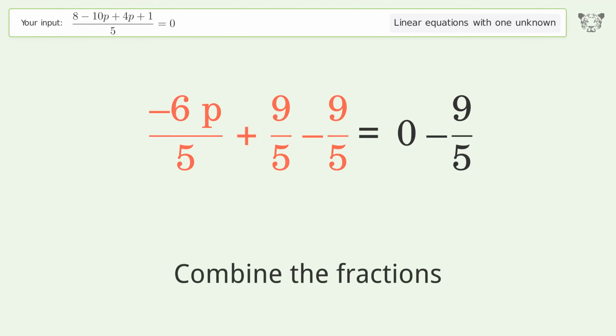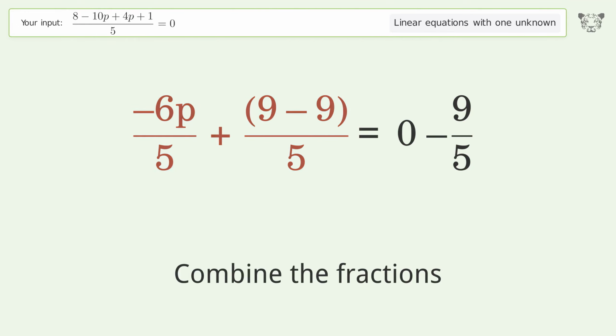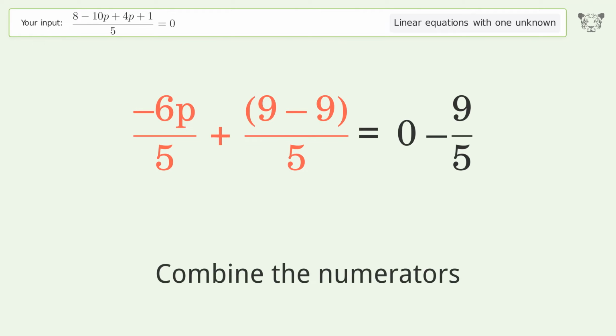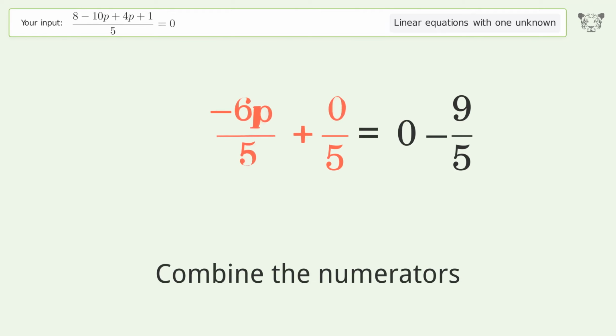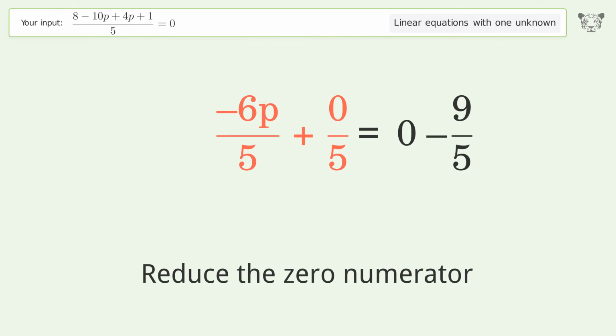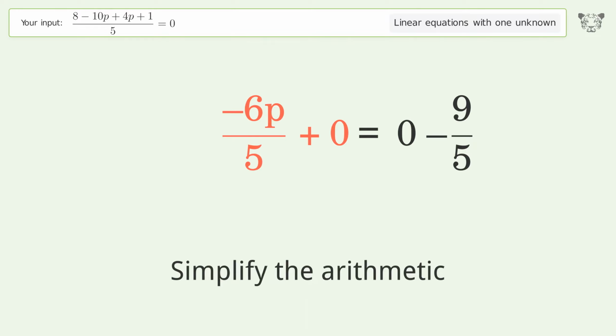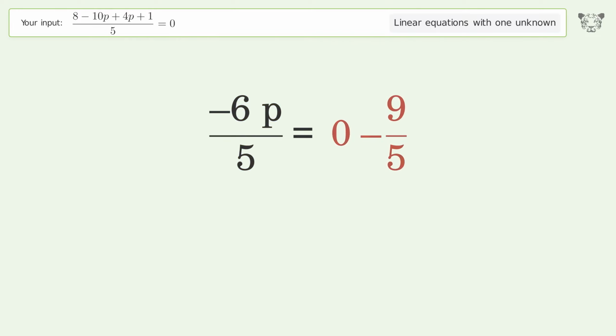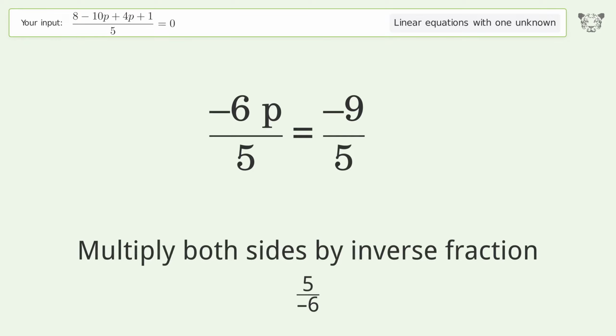Combine the fractions. Combine the numerators. Reduce the zero numerator. Simplify the arithmetic. Isolate the p. Multiply both sides by inverse fraction 5/6.